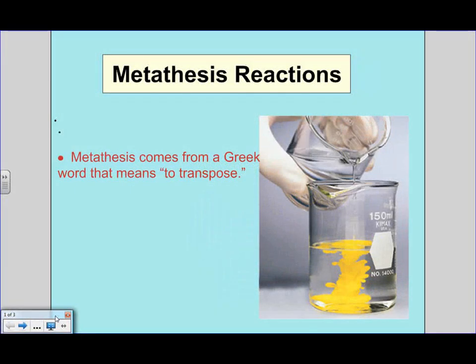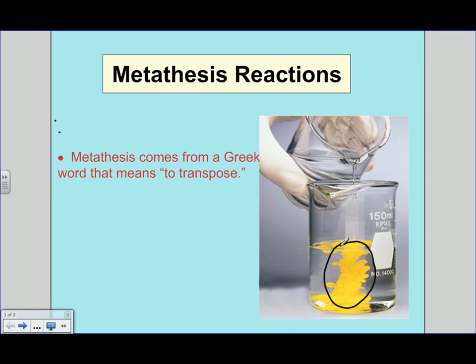In this screencast, we're going to take a look at specifically metathesis reactions, which are also called double displacement, and in some specific cases, precipitation reactions. The picture shown here shows two beakers, and we're taking two solutions and mixing them together to make a precipitate. This yellow cloudiness in the beaker is commonly referred to as a precipitate.